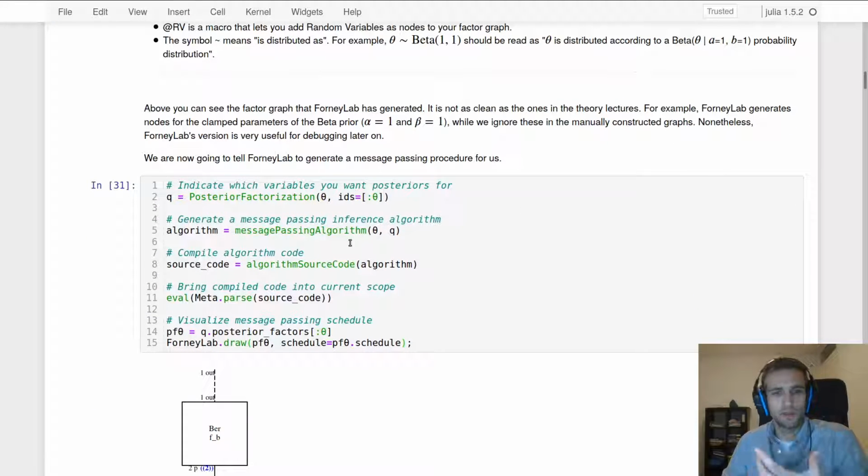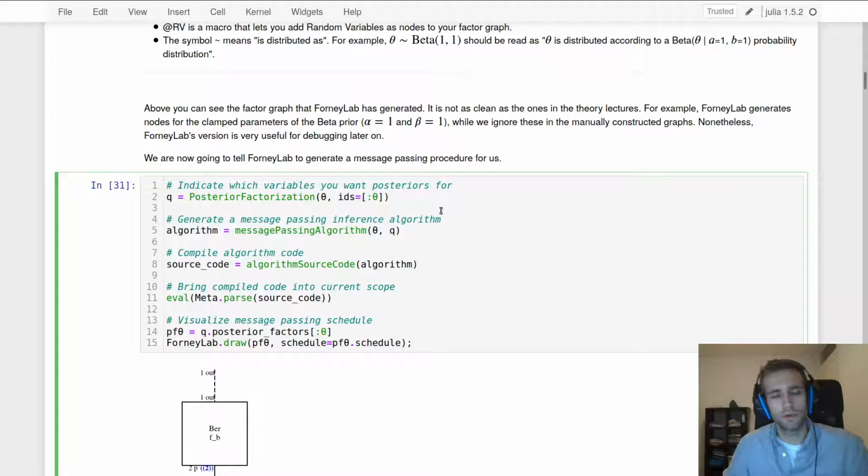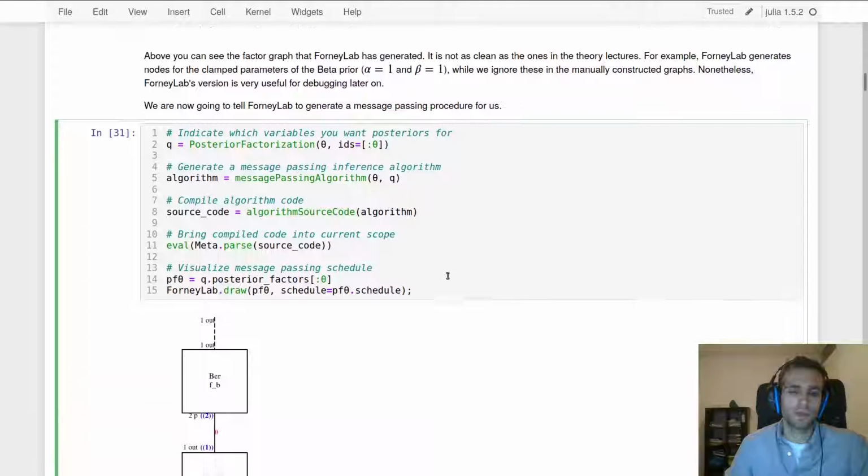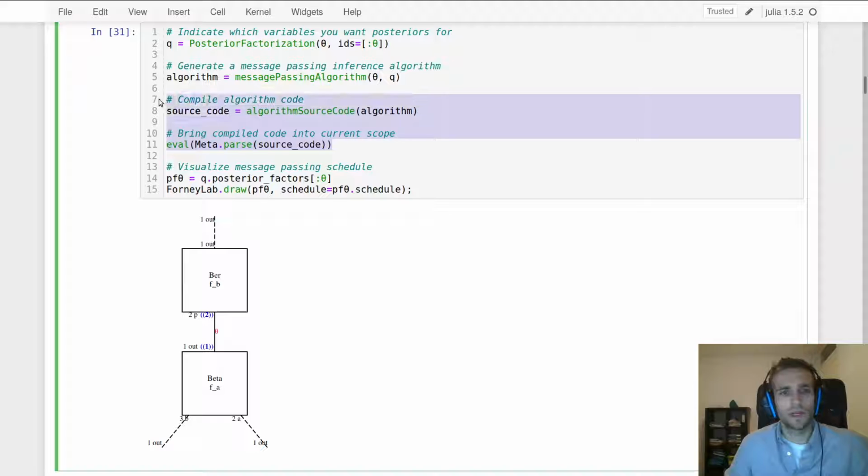Now we want ForneyLab to generate a message passing procedure for us. So first of all, we need to define which variables we want posteriors for. We do that by this function posterior factorization. This does something which is currently not important, so we're not going to go into detail on this. We only have one unknown variable here, so there isn't anything to factorize for this posterior. So we want a message passing algorithm of the unknown variable theta, and then with this Q, this posterior factorization, we can say something about the structure of the unknowns, but we only have one unknown. These two lines of code compile the algorithm and bring this into scope so we can use it.